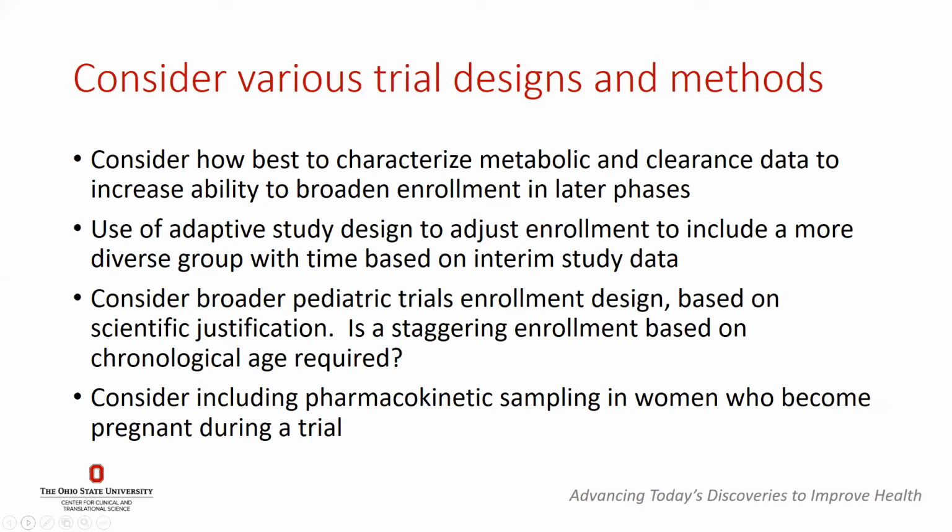How the study drug is metabolized by the system, as well as how it is cleared through the system. Is it unique among those that are in the study, or are there some differences? Maybe you can account for what those differences are. Use of an adaptive study design to adjust enrollment to include a more diverse group later on in the study. So you might start with a smaller, diverse group, and then add others to it with time as the study goes on.